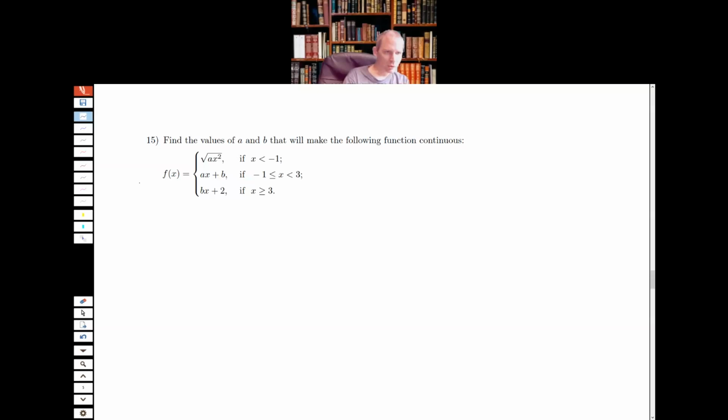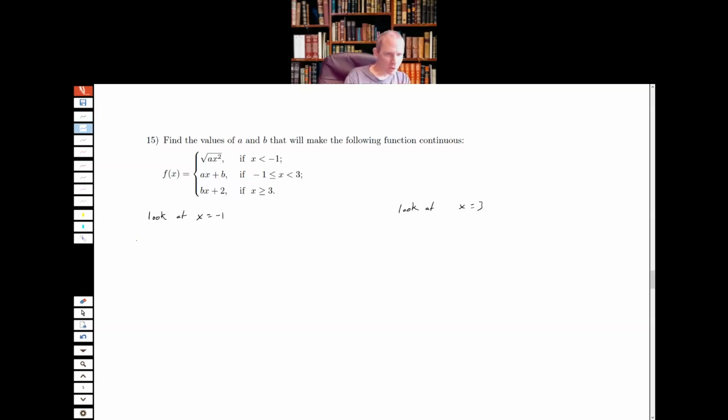So what I want to do is look at x equals -1, and I want to look at x equals 3 and see what information I get from those two. Okay, and in this case, I want it to be continuous, so I want the limit from the left to equal the limit from the right, so the limit exists and equals the function value.